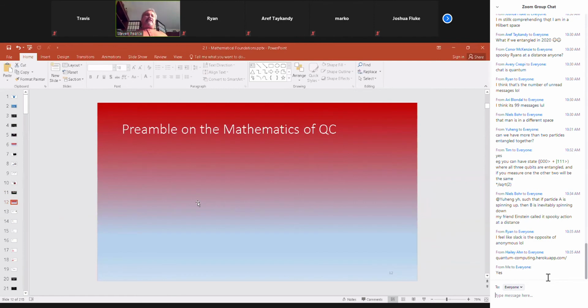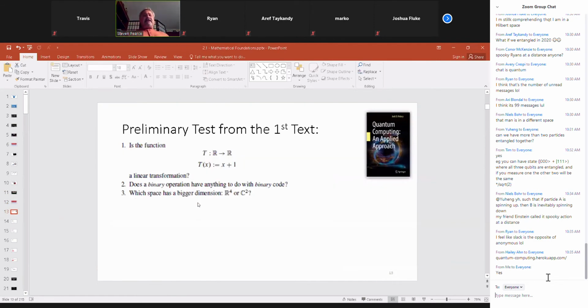So let's do that. Preamble on the mathematics of quantum computing. Your textbook has a preliminary test in part 3. For example, it asks: is this function, a mapping from the set of reals to the set of reals, where T of x is simply x plus 1, a linear transformation? I'm pretty sure it's not. No, for sure it's not. It doesn't satisfy the definition of a linear function.